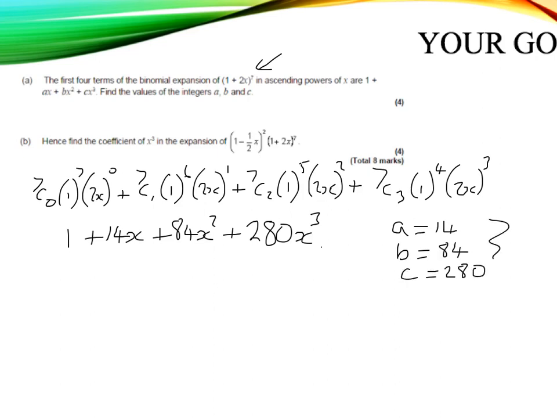Don't omit this step. Just because you've done all the hard maths doesn't mean you've answered the actual question. It says find the values of the integers A, B, and C, so actually state what they are. Right, the next part says, hence find the coefficient of x cubed. So this is the bit I'm interested in, x cubed, in the expansion of 1 minus a half x squared multiplied by the bit that we've just done.